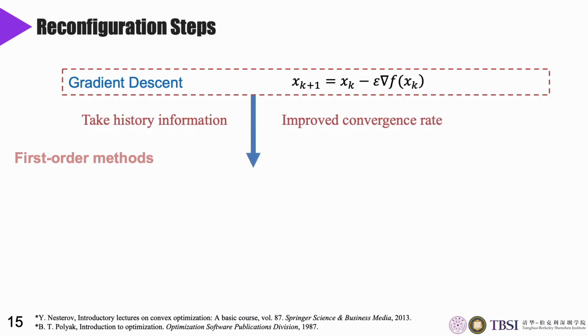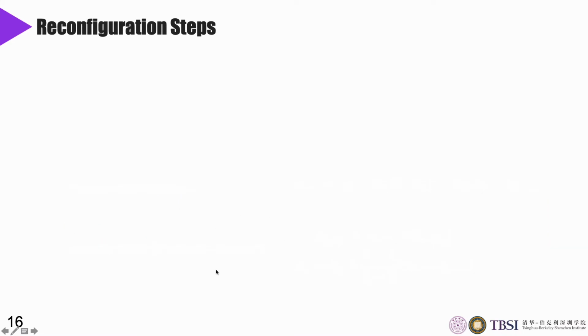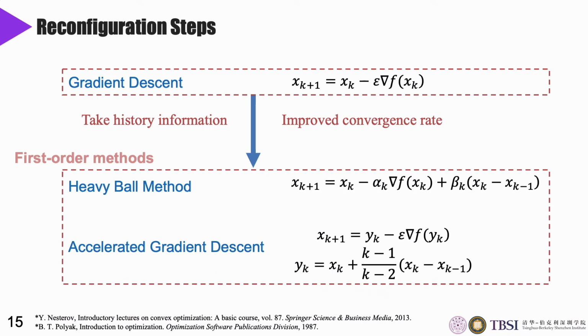By taking history information, the convergence rate is able to be improved. For example, heavy ball method and accelerated gradient descent algorithms. By combining those accelerated first-order methods with the reverse engineering technique, we can obtain the reconfiguration control structure.